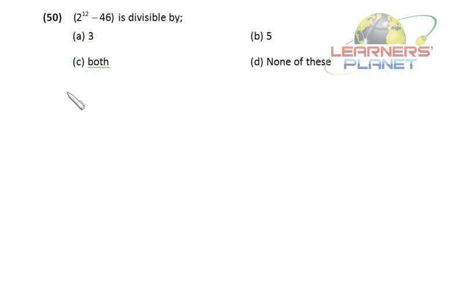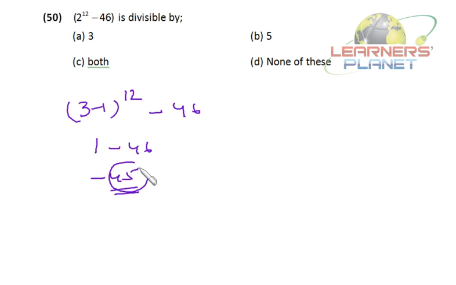Now in this case, is 2^12 minus 46 divisible by 3 or 5 or both? Let's do it. Suppose I divide this expression by 3. Let me find what the remainder is. So 2^12 can be written as (3 minus 1)^12 minus 46. Suppose I divide this by 3. I'll be getting the remainder as (minus 1)^12, that is 1, and it is minus 46. So finally I'm getting the remainder as minus 45. But 45 is a multiple of 3. That means this expression is a multiple of 3.